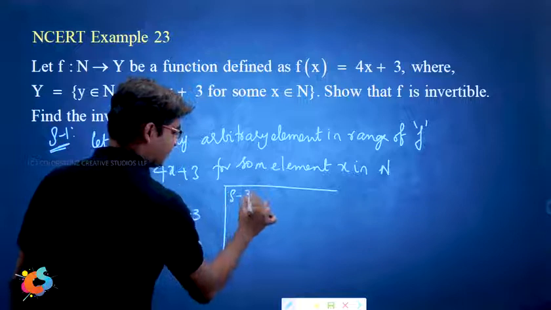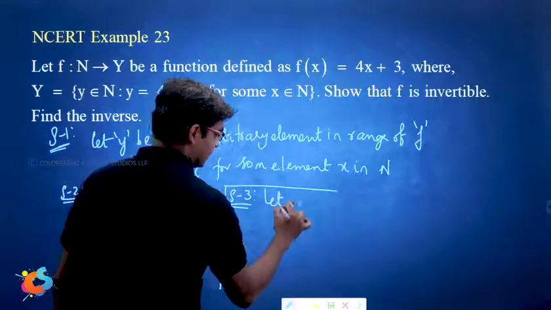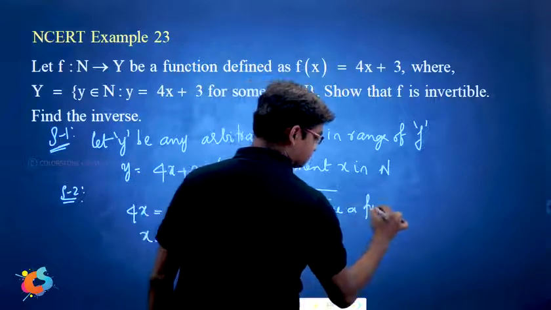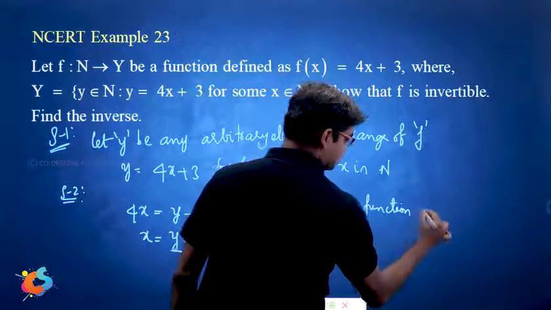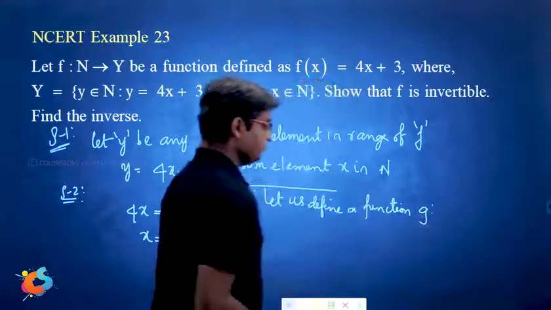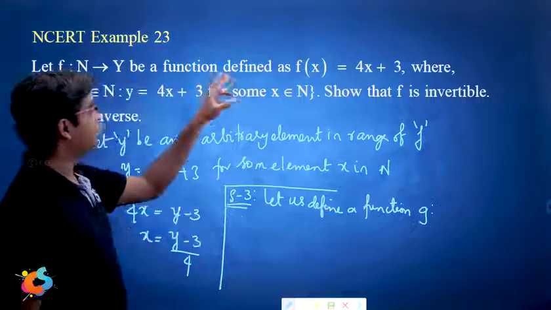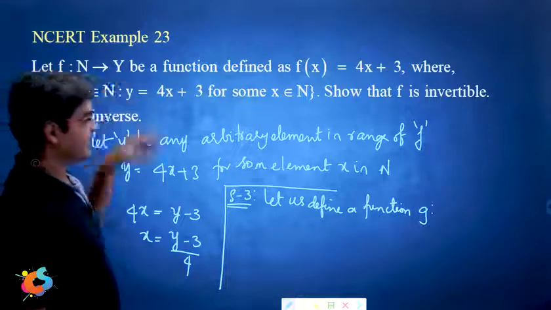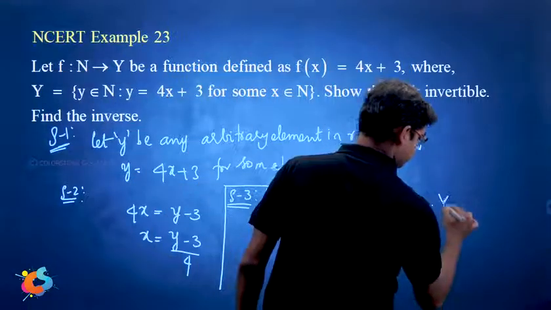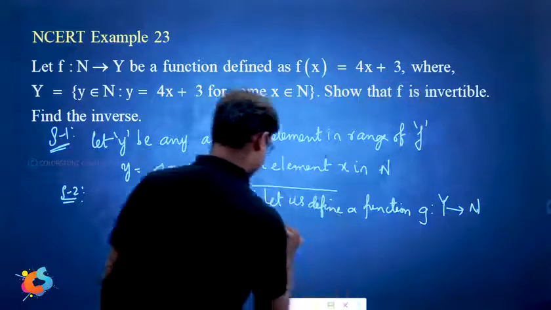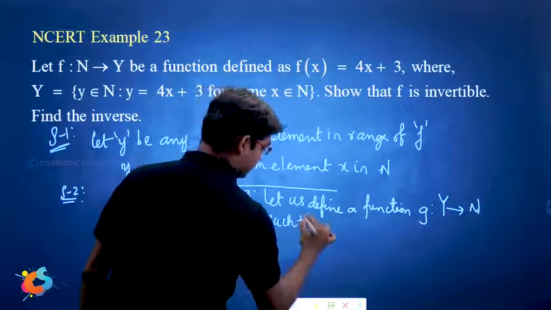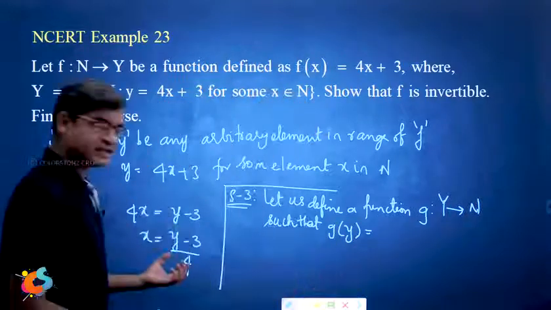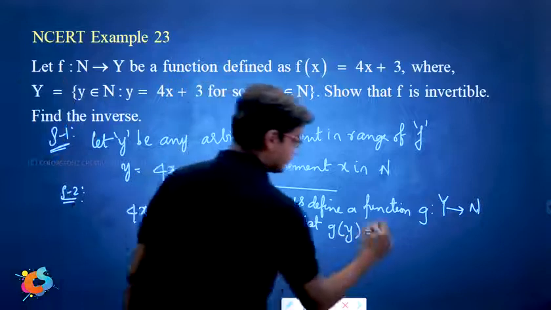In step 3, we have to define a function. Let us define a function g such that for this function, the domain and codomain should be interchanged and written. So here it was N to Y, right? Therefore here it is Y to N, such that g of y is equal to this expression. Okay, so (y minus 3) by 4.